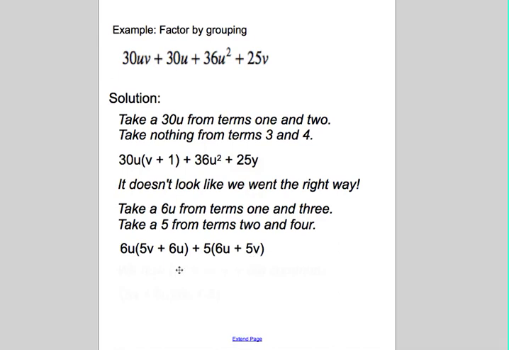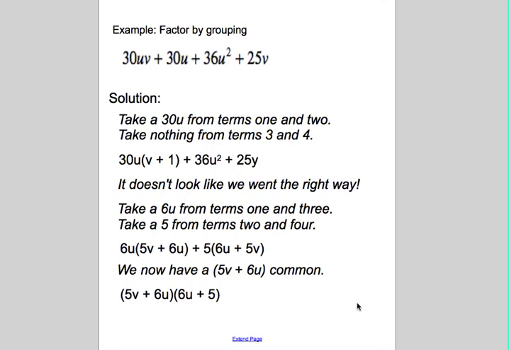Well, all we have to do is rearrange the 5v and 6u, and we're off to a common factor. We have a 5v plus 6u common. So our final fully factored solution is 5v plus 6u times 6u plus 5.